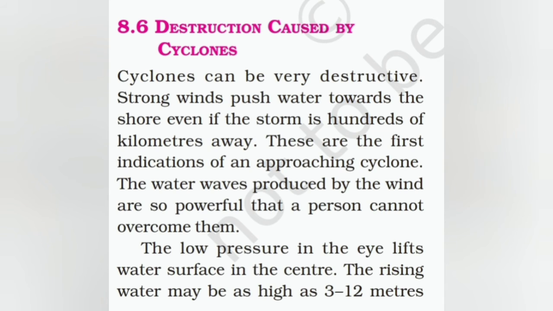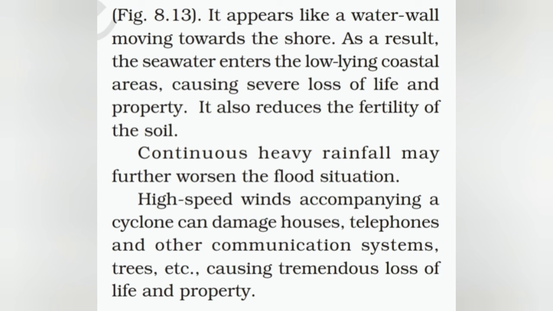The low pressure in the eye lifts the water surface in the center. The rising water may be as high as 3 to 12 meters. It appears like a water wall moving towards the shore. As a result, the sea water enters the low-lying coastal areas, causing severe loss of life and property. It also reduces the fertility of the soil. Continuous heavy rainfall may further worsen the flood situation.